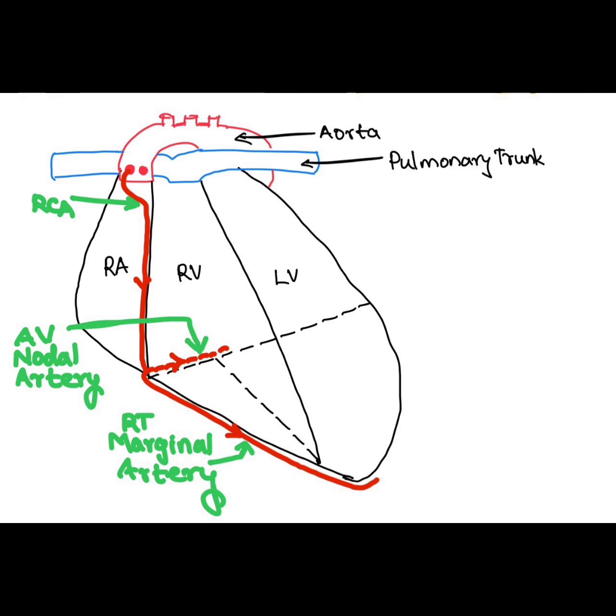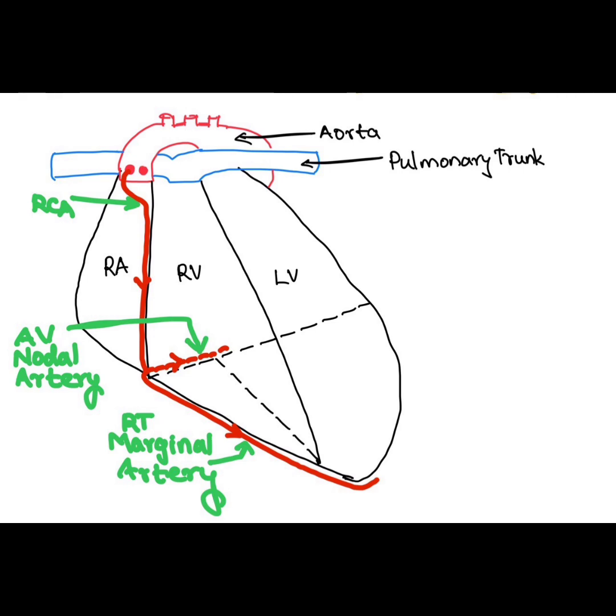The right coronary artery gives off multiple anterior, marginal, and inferior branches, which may include the conus branch, the SA nodal artery, right ventricular branches, acute marginal artery, AV nodal artery, posterior descending artery, and posterolateral branches. But we will only be talking about a few important branches here. They are the atrioventricular nodal artery and the right marginal artery.